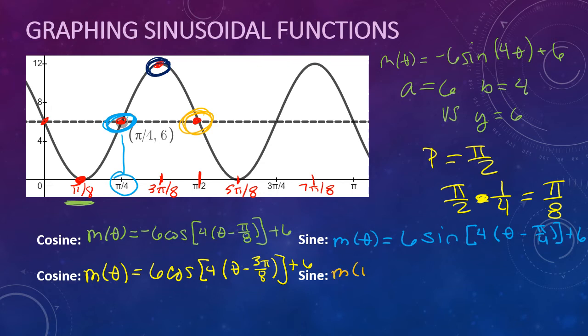Welcome back. We have another function m of theta. This time I still have an amplitude of 6, but because this function is decreasing, which is a reflection of the parent function, I'm going to have a negative. Still a sine function, still has a b value of 4, but this time my phase shift is right here at pi over 2, so I have theta minus pi over 2 and plus 6.